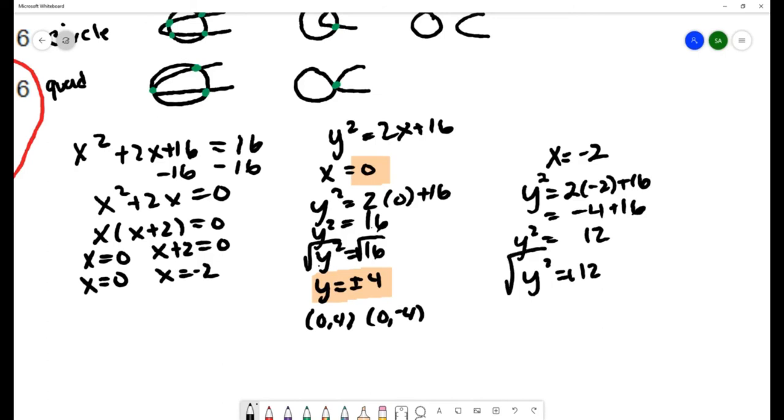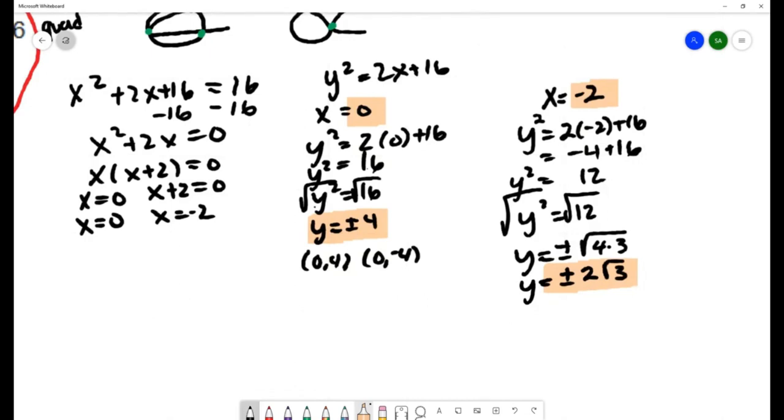Square root both sides, and that gives y equals plus or minus the square root of 12. We're going to write that as the square root of 4 times 3, so the square root of 12 would be 2 square root of 3. So once again, we add one x, but we came up with two y, so that's two more ordered pairs: -2 and 2 square root of 3, and -2 and -2 square root of 3.